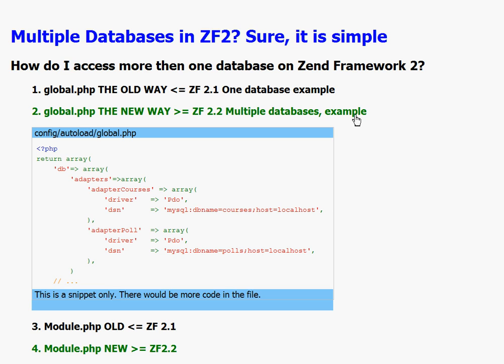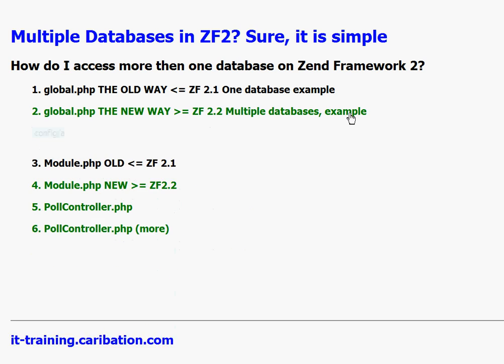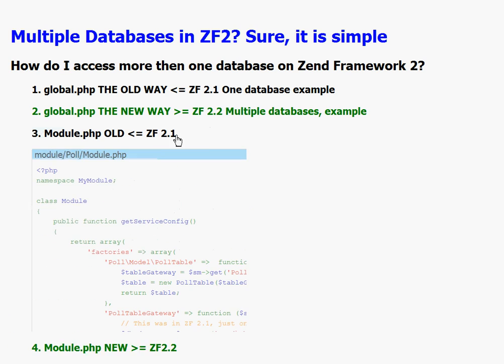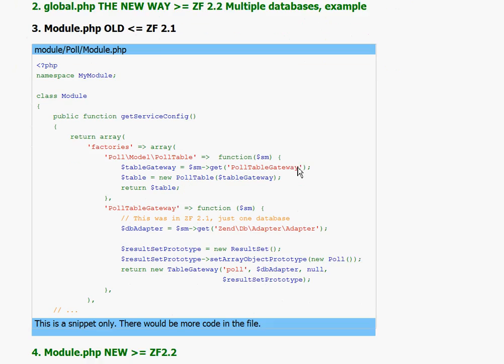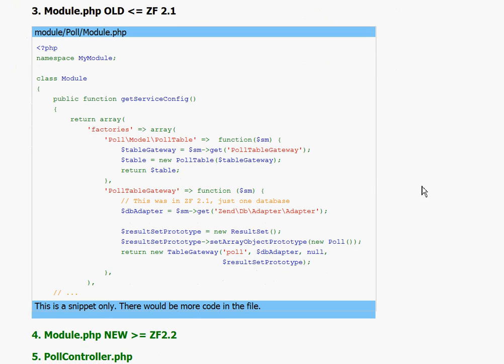And this is the first part of the configuration work, to make an array in this form in the global.php. Then we have the module.php, which is a configuration file on the module level. If you have more than one module, you will have module.php in every module, and you will have more than one module.php, of course.